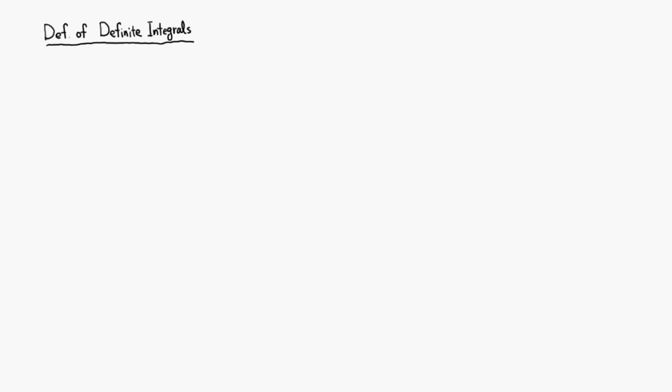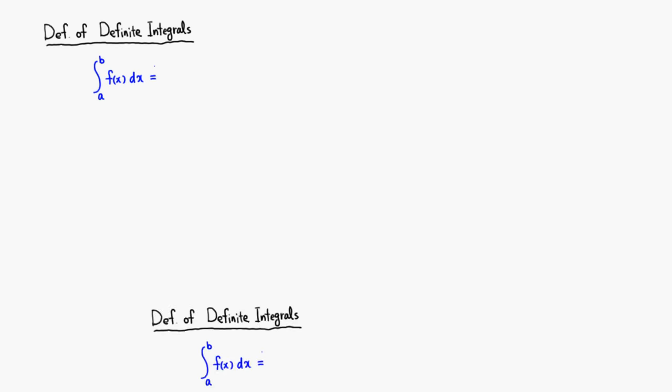Alright, let's look at the definition of definite integrals. So you have an integral sign, say from a to b of f of x dx. This is defined just like the definition of area under the curve, but we don't have to assume that the function is always above the x-axis. So you could have a negative value out of this.